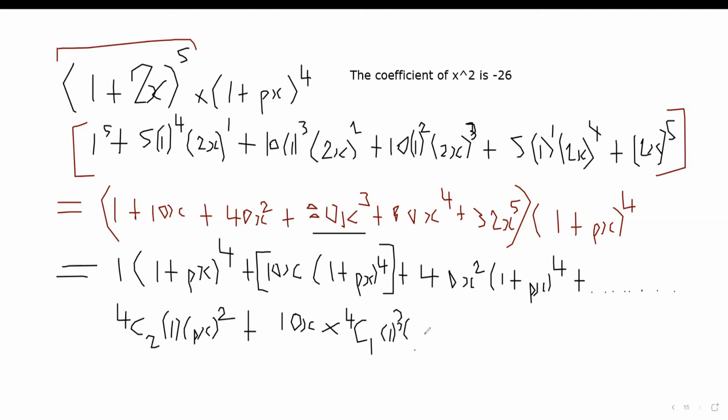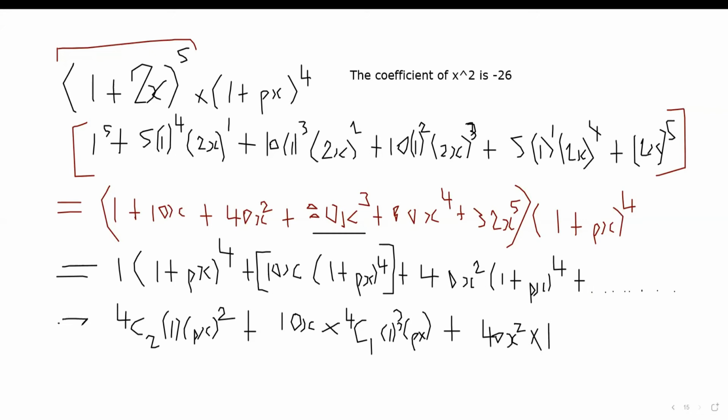Now, why did we only choose 1? We choose 1 because we only need an x here, so when we multiply it by 10x, we get an x squared. That is going to give us the coefficient of x squared. Then we have plus 40x squared times 1. Now, why is it times 1? Because, guys, we only need the 1 to the 4, which is 1. This is already giving us the x squared.